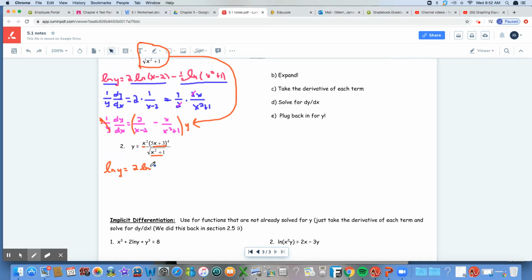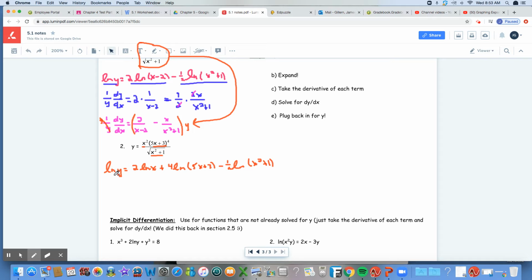So natural log, 2 natural log of x plus, because it's on top. Anything that's on top gets positive, anything at the bottom gets a negative. 4, because that's your exponent, natural log of 5x plus 3. Minus, because it's on the bottom, 1/2 because it's a square root, natural log of x squared plus 1.